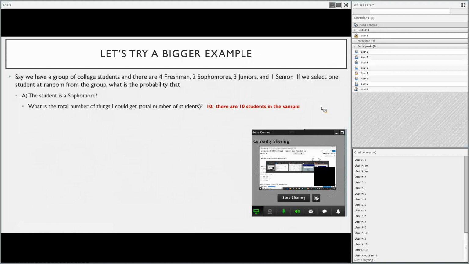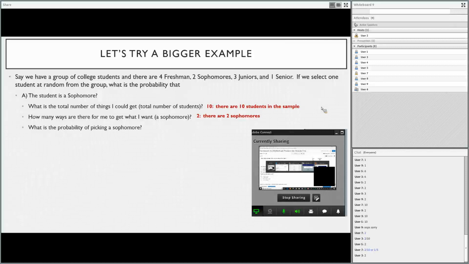So this is going to be 10. The total number of things I could get is the total number of students in the sample. So 4 plus 2 plus 3 plus 1 is 10. Now, how many ways are there for me to get what I want? 2 ways, right? There were 2 sophomores and I wanted a sophomore, so there's 2 ways. So what is the probability then of picking a sophomore?